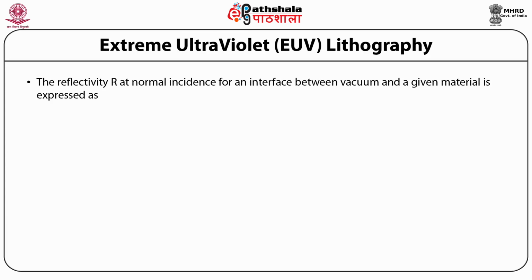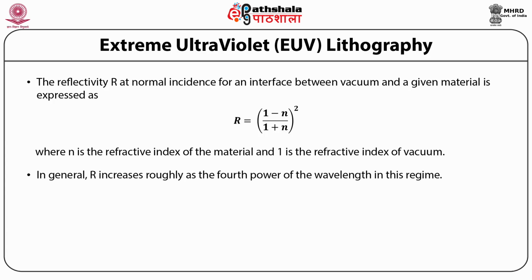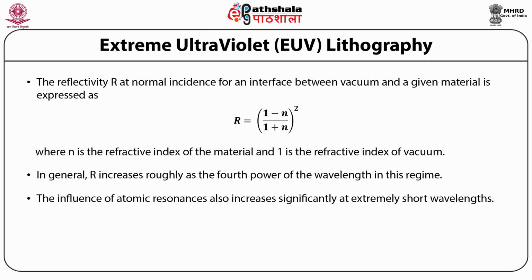So, students, the formula for the reflectivity R at normal incidence for an interface between vacuum and a given material is expressed as R equal to ((1 minus n) divided by (1 plus n)) to the power 2, where n is the refractive index of the material, and 1 is the refractive index of vacuum. So, in general, R increases roughly as the fourth power of the wavelength in this regime. So, the influence of atomic resonances also increases significantly at extremely short wavelengths.